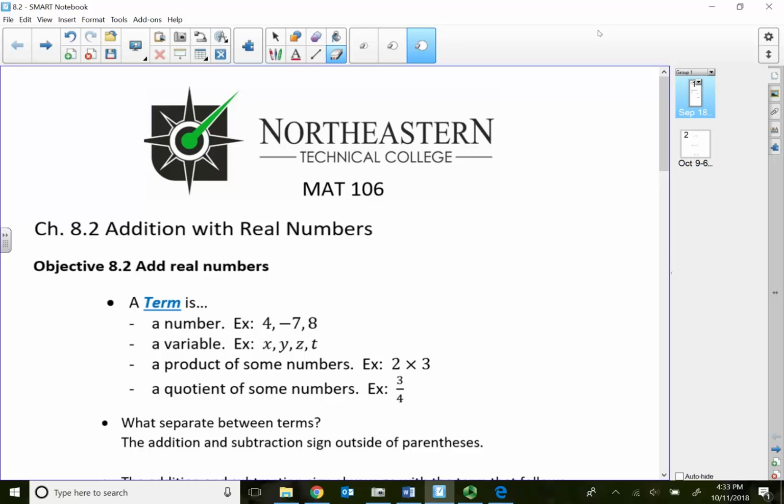Welcome to module 8.2, addition with real numbers. In this lecture video, I'm going to show you how to add and subtract with the negatives.